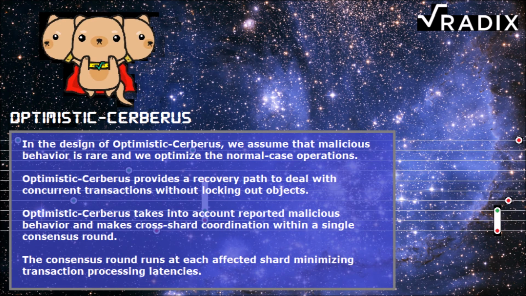Optimistic Cerberus, robust transaction processing optimized for cases in which there are no concurrent transactions. In the design of Optimistic Cerberus, we assume that malicious behavior is rare and we optimize the normal case operations. Optimistic Cerberus provides a recovery path to deal with concurrent transactions without locking out objects. Optimistic Cerberus takes into account reported malicious behavior and makes cross-shard coordination within a single consensus round. The consensus round runs at each affected shard, minimizing transaction processing latencies.